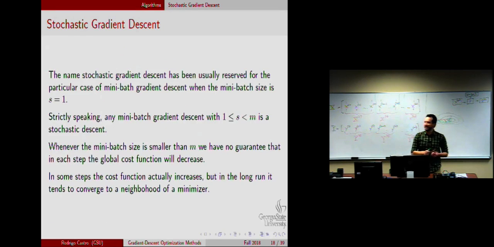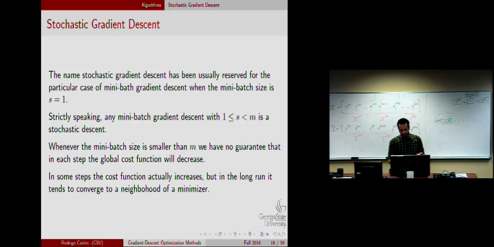But now, since each batch in each step is not the whole thing, the global cost function depends on everything, but each one of these is just a part of that. So in reality, you can mathematically prove that it converges to a neighborhood of the minimum. It might not get to the minimum. Maybe you get close here, and then another step will take you far away, outside. It doesn't always go to the minimum, like batch gradient descent with a proper choice of alpha. But again, it's faster.